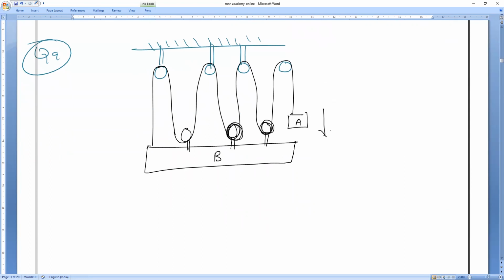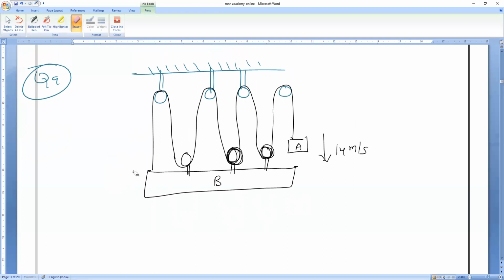Now A is going with 14 meter per second downwards. Now find the velocity of B. So velocity of B will go upward or downward? If A is coming downwards, B will go upward or downward? It will go upward, sir. Upward. So find it fast. Make it quick.